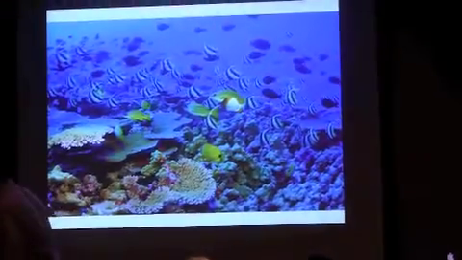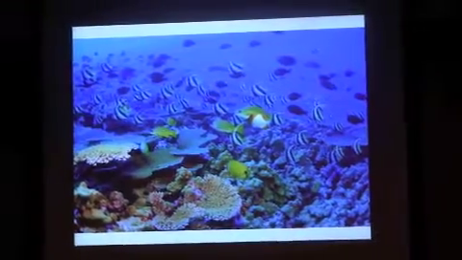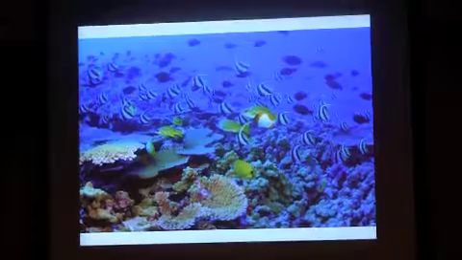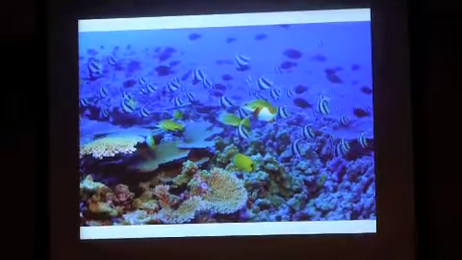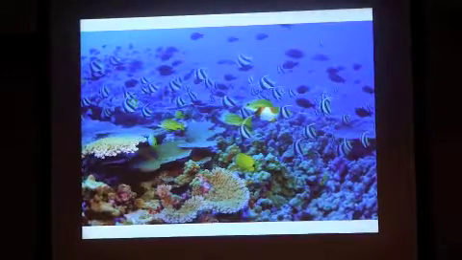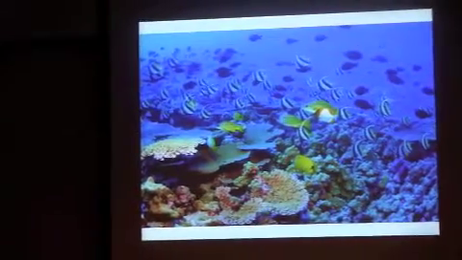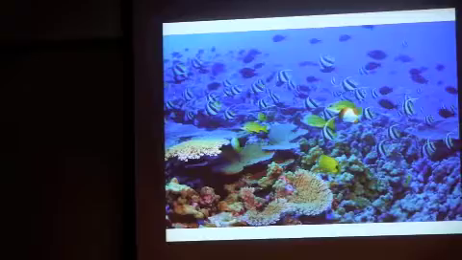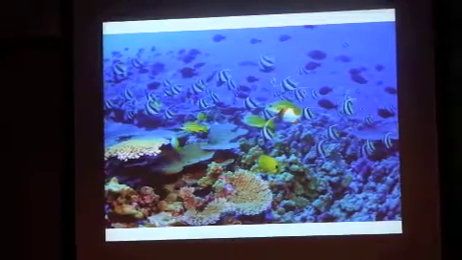So I'm a community ecologist, so I'm really interested in diversity. That's the one word I would use to sum up the things I'm interested in. So I'd be interested in looking at like a coral reef and thinking about why there's so many species there and how they all coexist together and what mechanisms allow them to coexist.